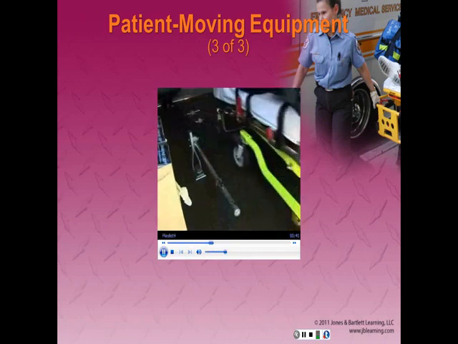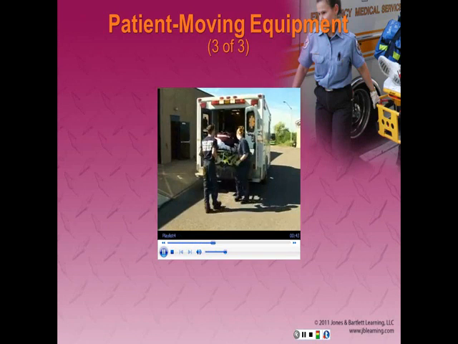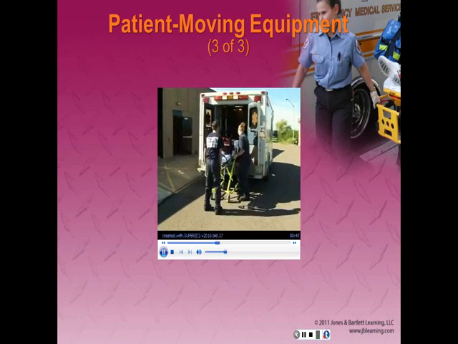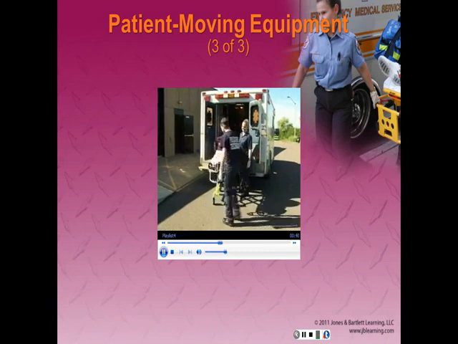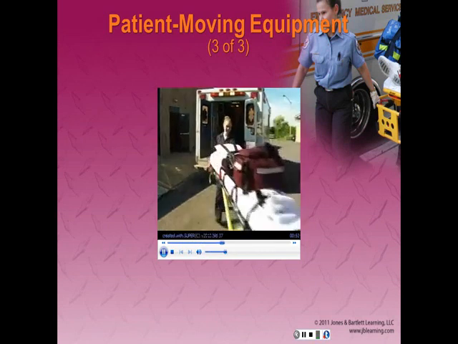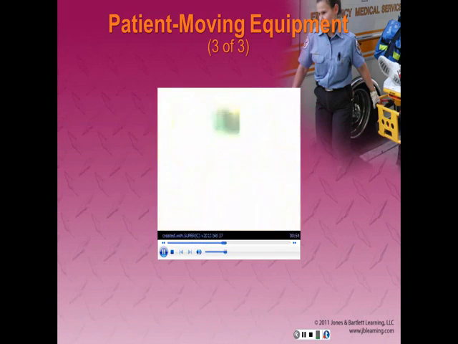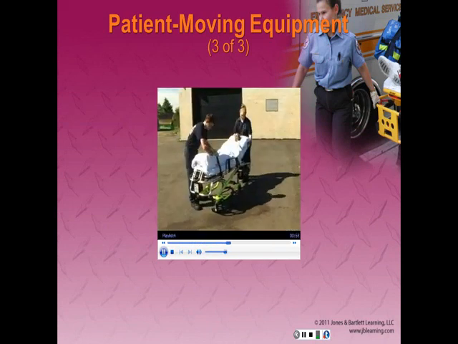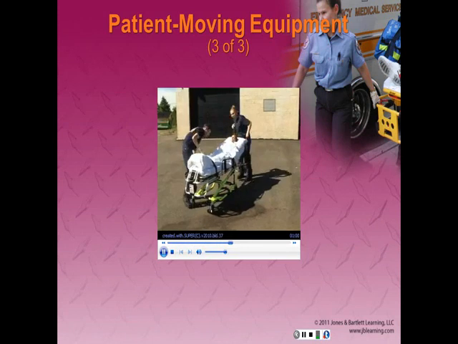To unload the cot from the ambulance, release the locking mechanism for the cot. Begin unloading the cot by lifting and rolling the cot. The second person should guide the undercarriage to the ground and ensure the wheels have locked before completely removing the cot from the ambulance. Once the wheels are locked, lower the cot to the lowest position.